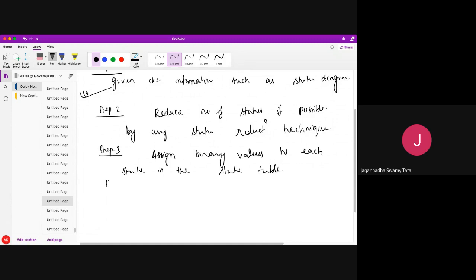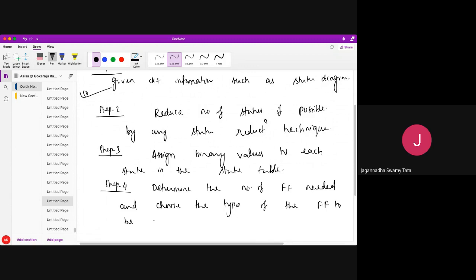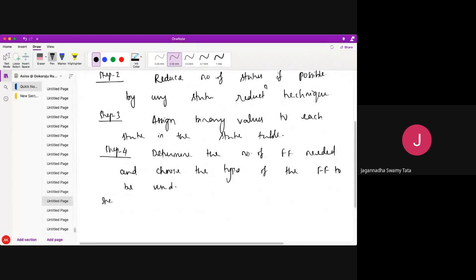Okay. Next, step 4. What is step 4? Determine the number of flip-flops needed and choose the type of the flip-flop to be used. Okay.